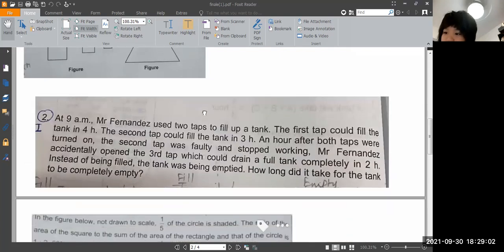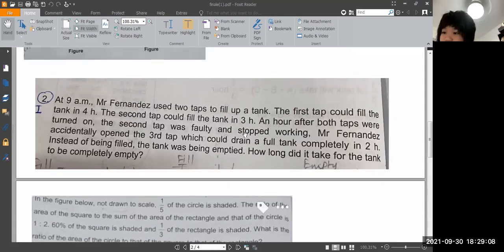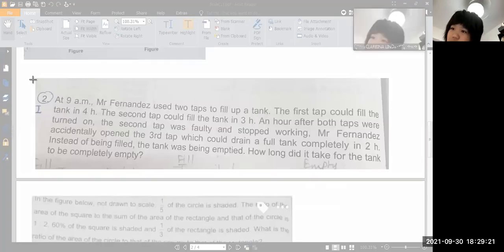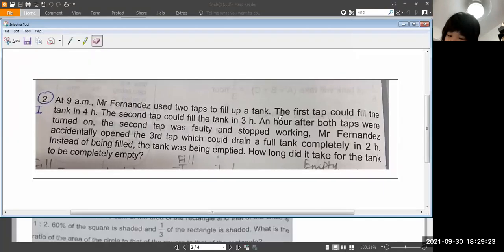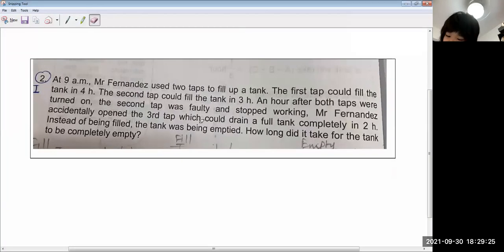Okay, good. So for question 2, in fact, this question is about machine A and machine B. But over here, they're talking about tap A and tap B. Can you see the similarity? Yes. So over here, they can test you on tap A and tap B. Let's see how you can actually do tap A and tap B.